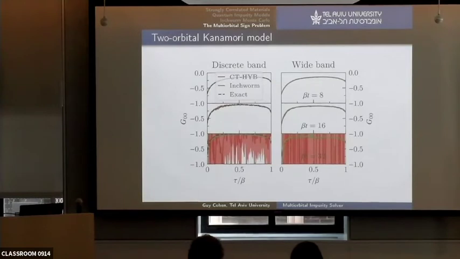Then we go to a kind of Mori model. We just did a 2-orbital model, and we repeat the same process. This is a case where we have a discrete band, so we can do exact diagonalization. You see that we get essentially the right result, but we have some time discretization errors. It's sort of harder for us to converge this. Here there's no benchmark, right? So we just compare against CT-HYB, and CT-HYB breaks down in both of these cases.